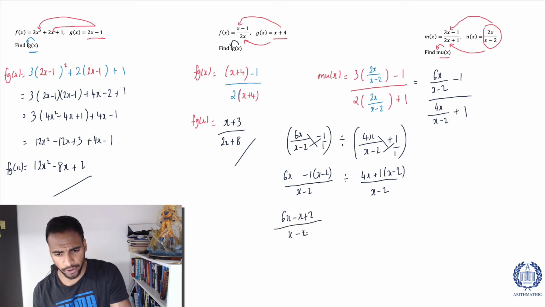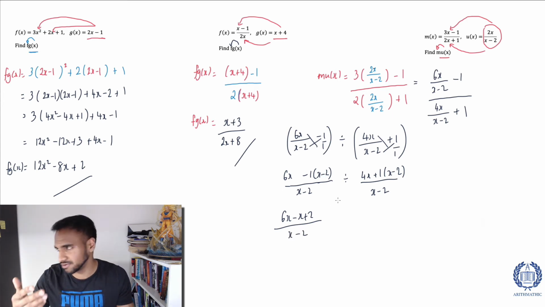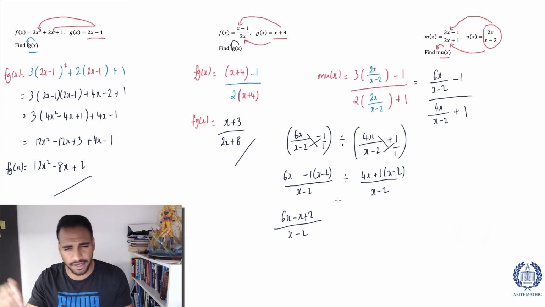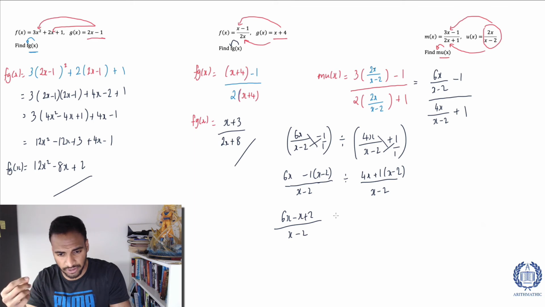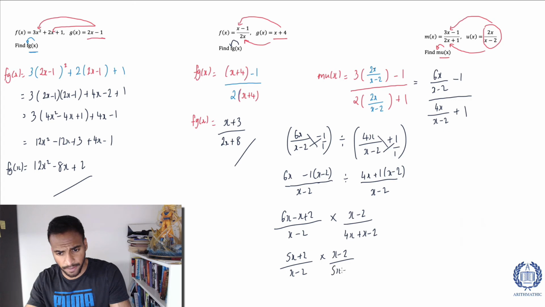Now what I'm going to do is divide. Divide basically just means times, right? And then you flip it. So x minus 2 goes on the top, over 4x stays here, and then 1 times x minus 2 is just going to be x minus 2, so plus x minus 2. So now we can simplify. 6x minus x is 5x plus 2 over x minus 2 times x minus 2 over 4x plus x is 5x minus 2.